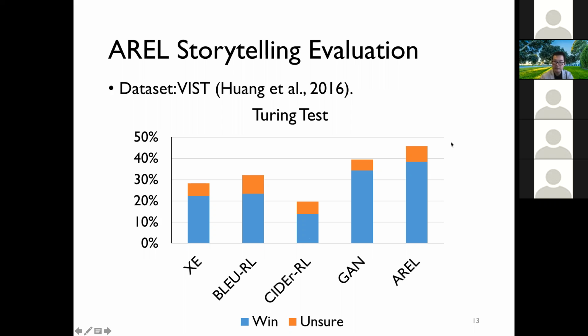And basically, if you look at cross-entropy loss, CIDEr-based reinforcement learning, and BLEU-based reinforcement learning, we can get to a certain performance. But with the AREL-based approach, we can get to about 45% of cases where people actually chose the generated story as the better story, right? Compared to the human generated text. So I think this is a kind of interesting evaluation we can conduct instead of just asking people to give a Likert scale rating to do this task.